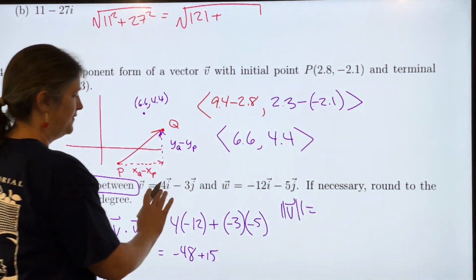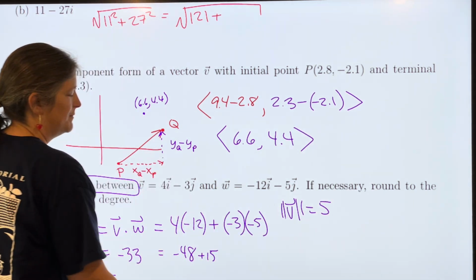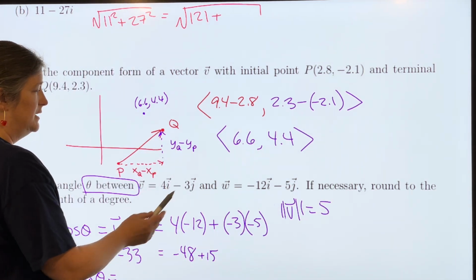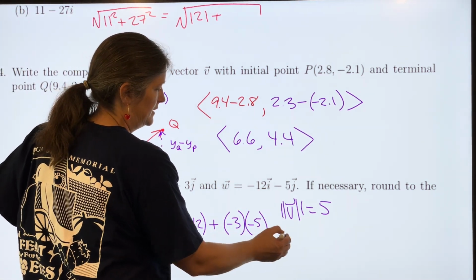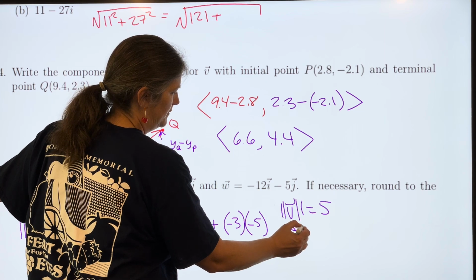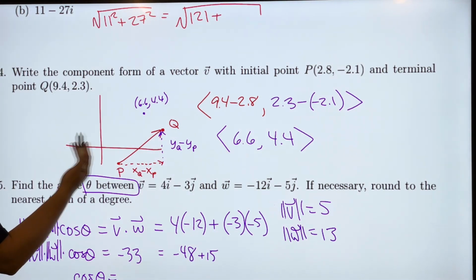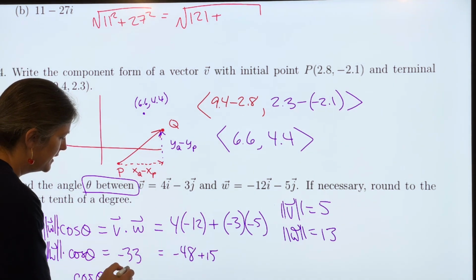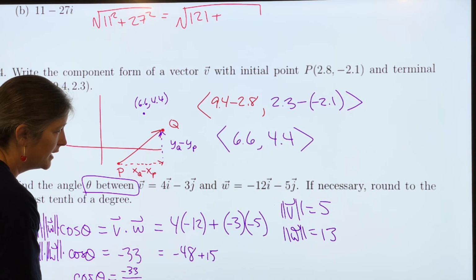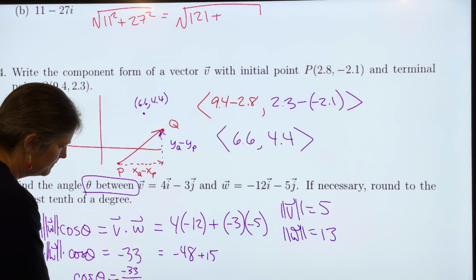The magnitude of v is, well, it's a 3, 4, 5 triangle. So I'm going to jump to that because I recognize it. The magnitude of w, oh, I'm pretty sure this is a 5, 12, 13. So I'm going to jump to that too. If I'm wrong, sorry. Math is all the same, just the numbers don't work out. So I'm pretty sure the magnitude of w is 13. So I'm going to take my negative 33 and divide by 5 times 13, which is 65.